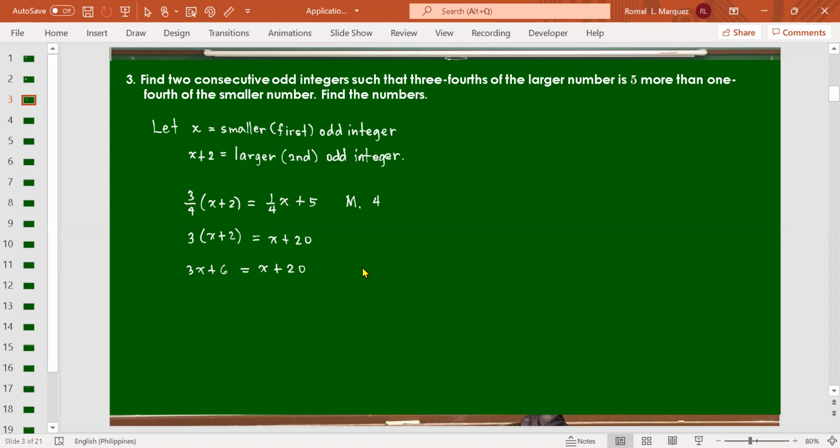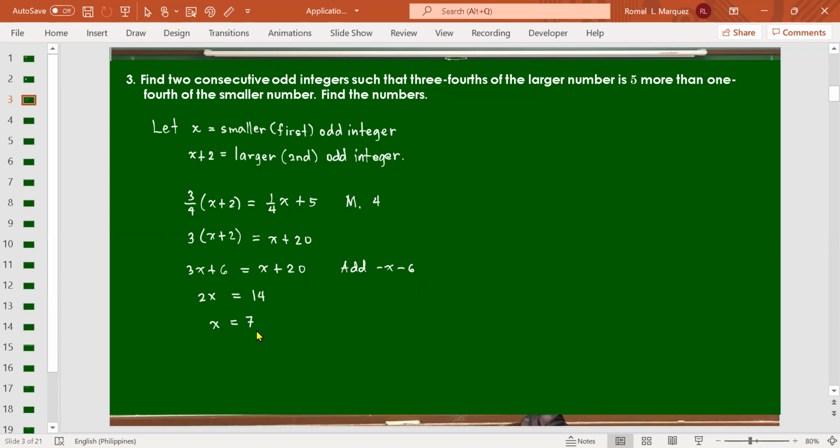So we add negative x, no? So add what? Negative x on each side. To get rid of this 6, we add negative 6. So getting 2x equals 20 minus 6. What is that? 14. Dividing by 2, we get 7.